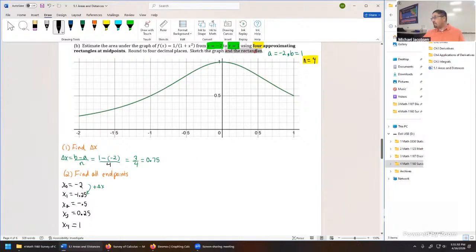And because we're going to graph the rectangles, we need to put these endpoints on the graph as well. So let's plug in, well, -2 is already here. I'll just label it as x naught. x1 is a -1.25, which is going to be about, let's see. So that's in units of 0.2, so 0.25 is about here. So here is x1. x2 is at -0.5. x3 is at 0.25.